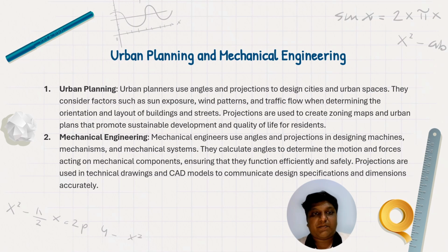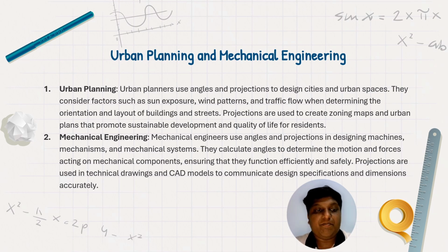The next two applications are urban planning and mechanical engineering. Urban planners use angles and projections to design cities and urban spaces. They consider factors such as sun exposure, wind patterns, and traffic flow while determining the orientation and layout of buildings and streets. Projections are used to create zoning maps and urban plans to promote sustainable development and quality of life of residents.